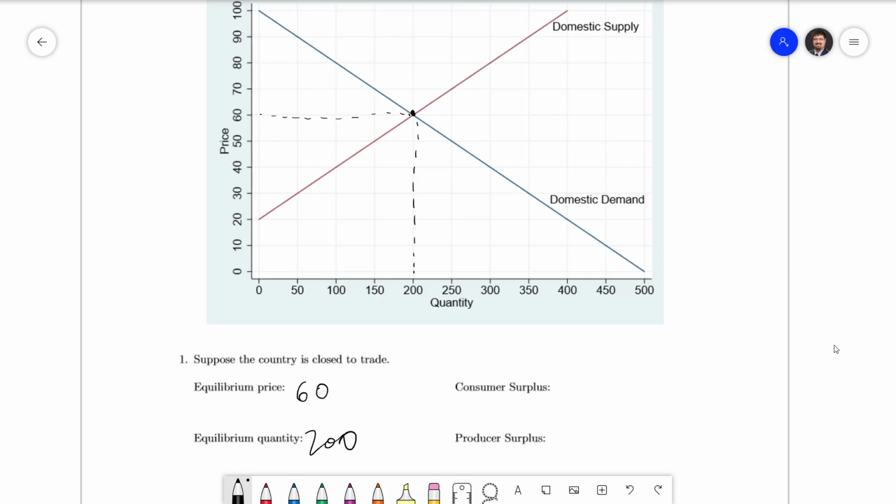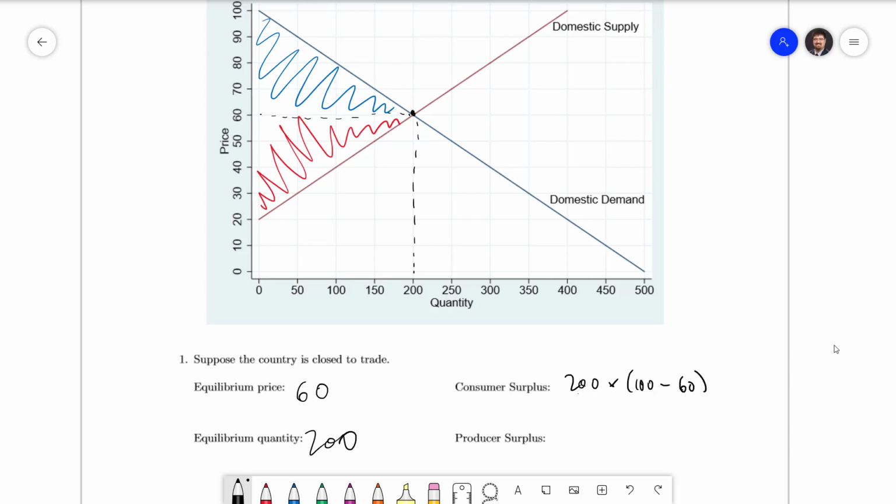To get the consumer and producer surplus, we're going to look at the two triangles, consumer surplus up here and producer surplus down here. Consumer surplus has a base of 200, a height of 100 minus 60, which is 40, divided by 2. That's going to come out to 4,000. The producer surplus also has a base of 200. It has a height of 60 minus 20, which is also 40. Divide that whole thing by 2, and we're going to get 4,000 as well.